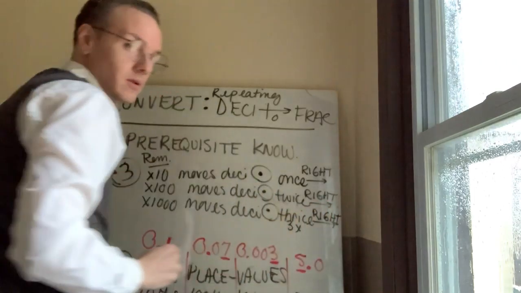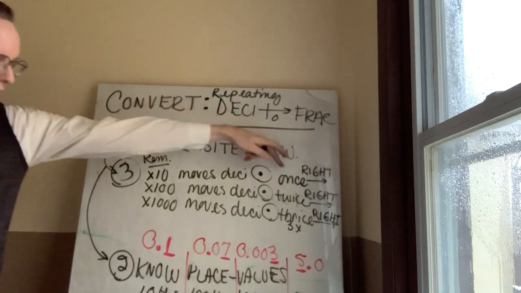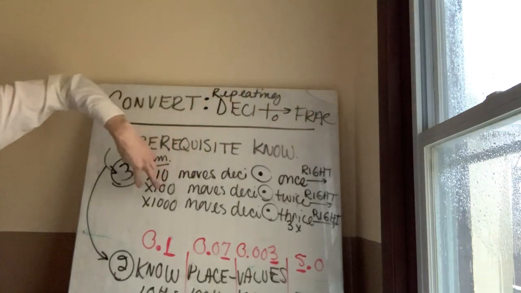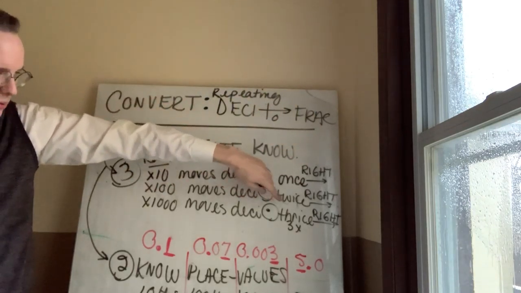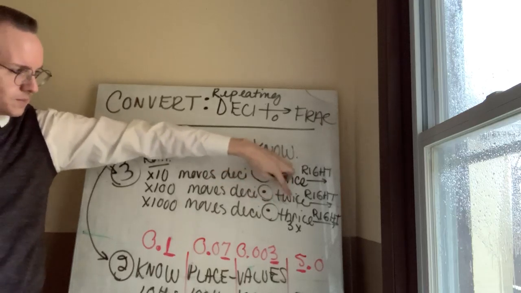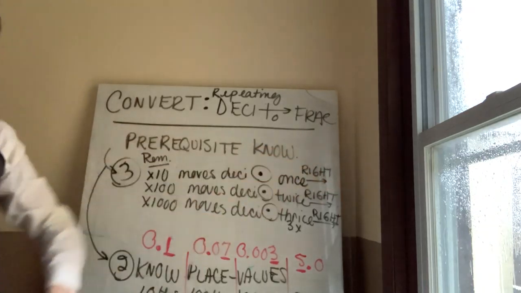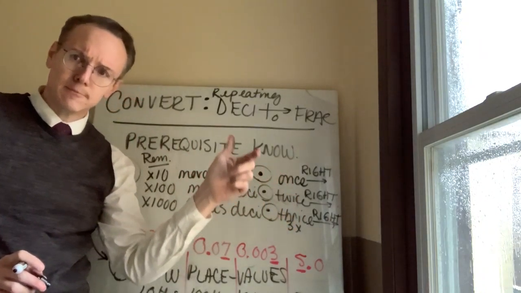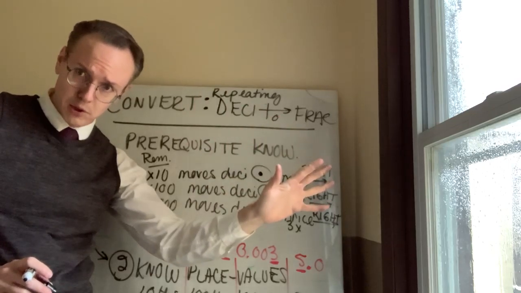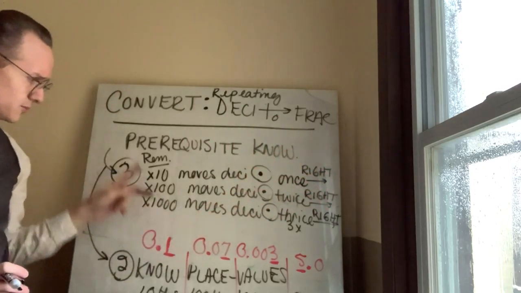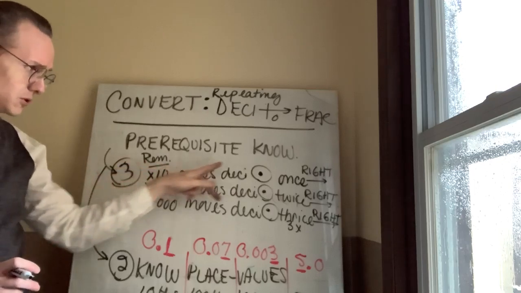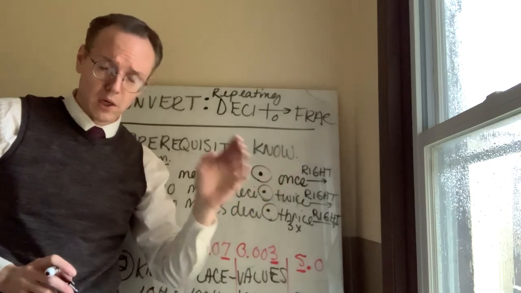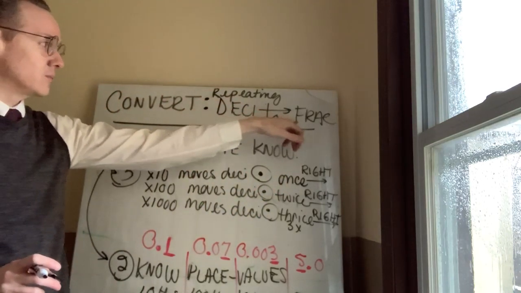I'll get out of the way of the camera. Times 10, one place, you move that way. Times 100, two zeros, twice, you move that way. Times 1,000, move the decimal point three times, thrice, that way. Knowing those three things: a little bit of basic algebra, place value, the names of the location of a digit, and this mental math skill that multiplying accomplishes, will be all that you need to know in order to convert a repeating decimal to a fraction.